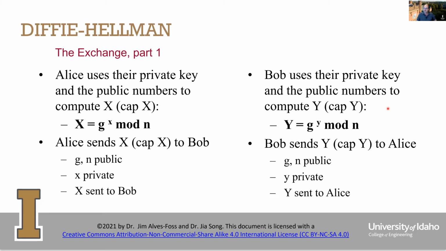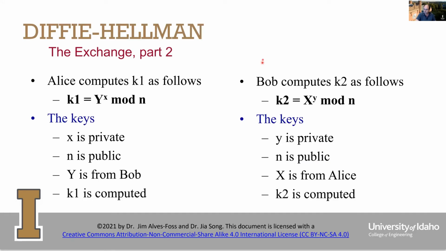Bob uses their private key, doing the exact same thing, their Y, computing G to the Y mod N, sending capital Y to Alice. Alice then takes that capital Y they got from Bob, raises it to their secret value X, mod N, to get a K1. Bob does the same thing, taking the value Alice sent, raising to the Y mod N, getting K2. Now, like I said, X is private, N is public, Y is from Bob, which was sent publicly over the internet, K1 is computed.